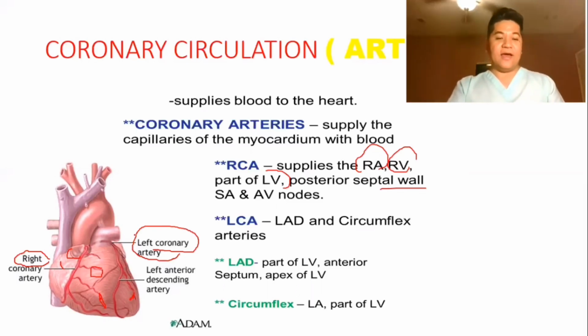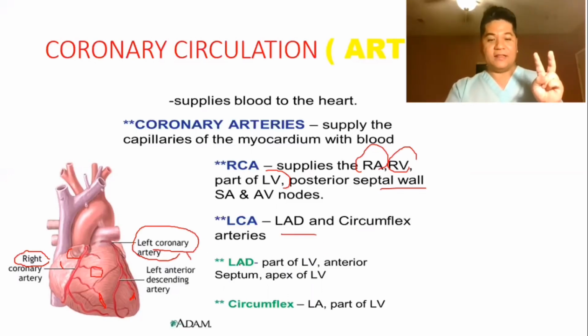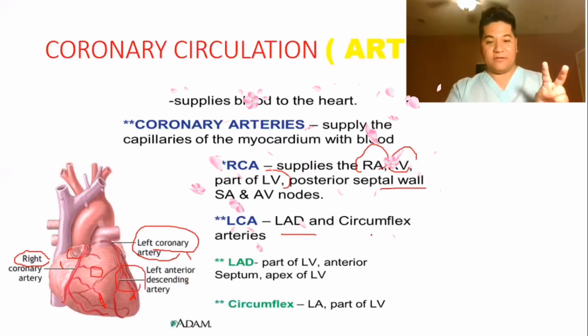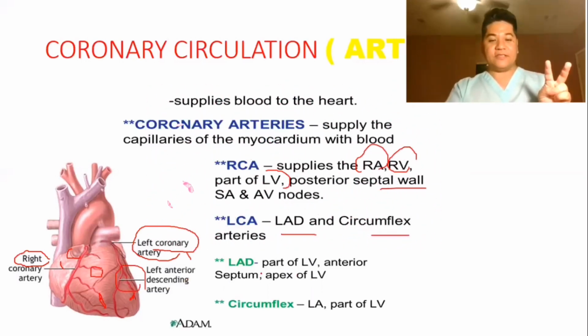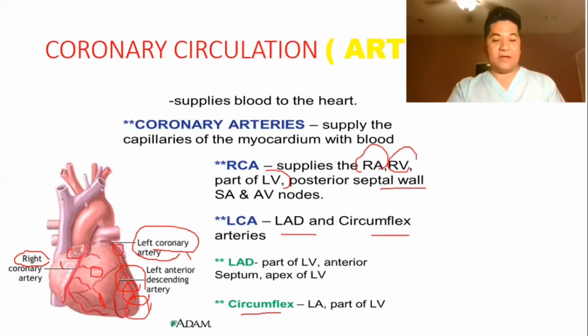Now your left coronary artery divides into two: your left anterior descending artery and your circumflex artery. The left anterior descending artery supplies part of the left ventricle, this portion, and then the anterior septum and apex of the left ventricle. The circumflex primarily supplies the left atrium on this portion and part of the left ventricle. So that's your major blood supply of the heart.